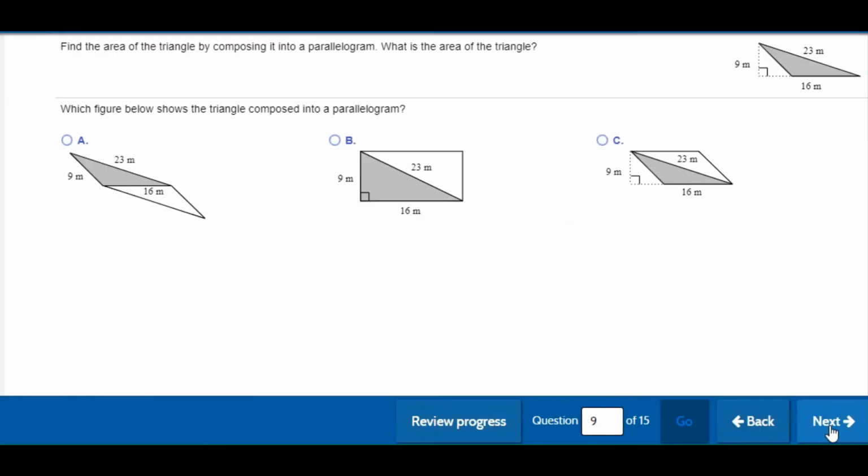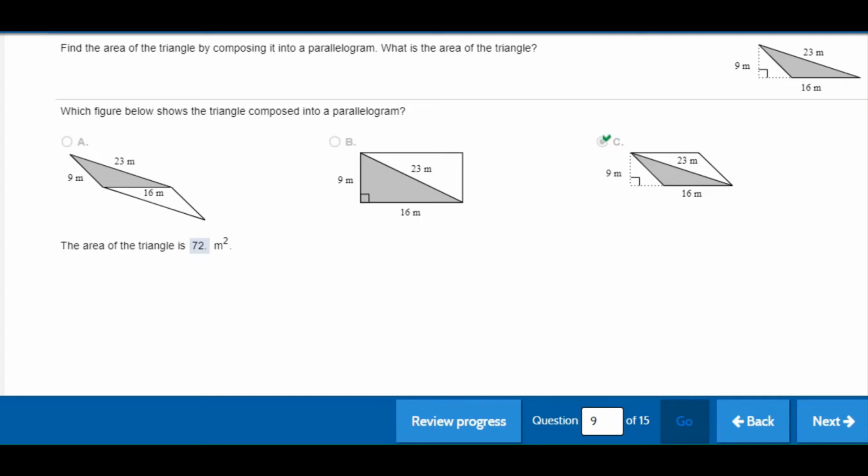Moving on to number 9. Find the area of the triangle by composing it into a parallelogram. So, which one could you eliminate without even thinking about it? We can see that B is not a parallelogram. It says find the area of the triangle by composing. That means we need to make a copy and compose it, add 2, and we need to make a parallelogram. So we can eliminate B, right? And then we have to figure out, okay, is the answer going to be A or C? So we come down to A and C again.